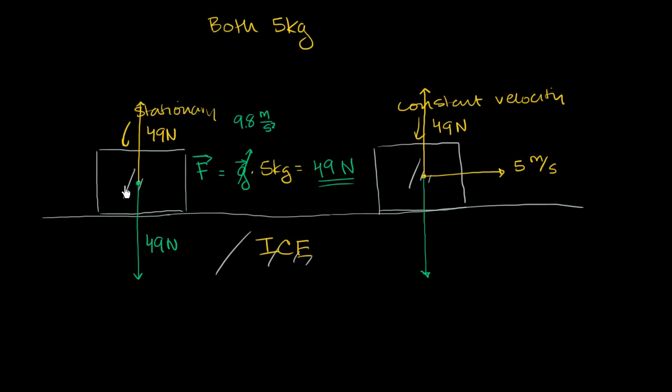This guy has a 0 velocity in the horizontal direction. This guy has a constant velocity in the horizontal direction. And neither of them are accelerating in the vertical direction. Because you have the force of the ice on the block, the ice supporting the block, that's completely counteracting gravity. And this force in this example is called the normal force. It's 49 newtons upwards. This right here is the normal force.